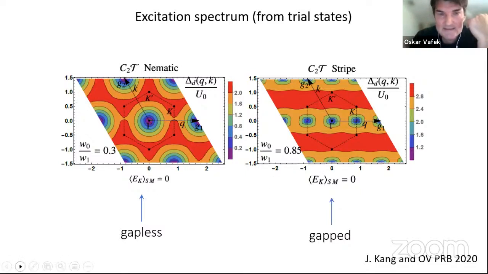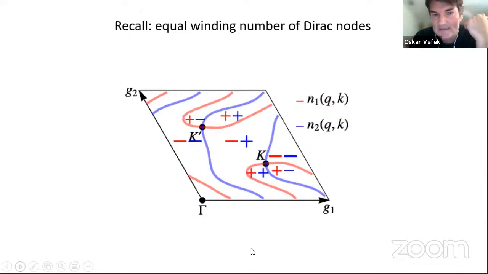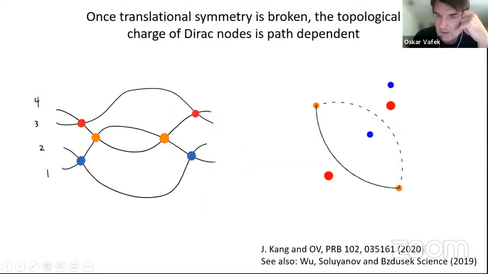And the way to understand this is by this very nice picture introduced by Tomasz Dusek and collaborators, where you can think of it schematically as follows. Once we double the period, we need to fold our Brillouin zone. When we fold our Brillouin zone, then in addition to the two equal winding number Dirac cones that we had between bands 2 and 3, we're also going to pick up new Dirac cones, which are for the bands away from the chemical potential. And these are marked by red and blue here.